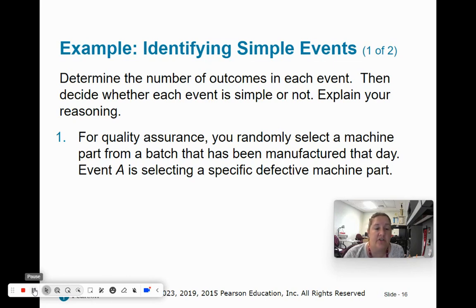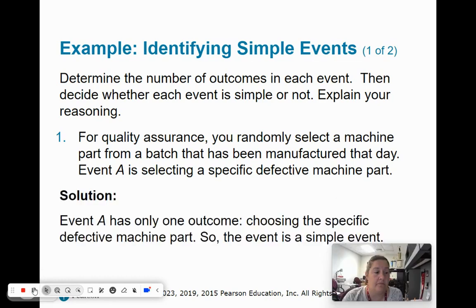For quality assurance, you randomly select a machine part from a batch that has been manufactured that day. Event A is selecting a specific defective machine part. So the sample space would be either defective or not defective. Then event A is strictly just looking at defective parts. Because that's only one outcome, this is a simple event. You can pause the video to write that down.